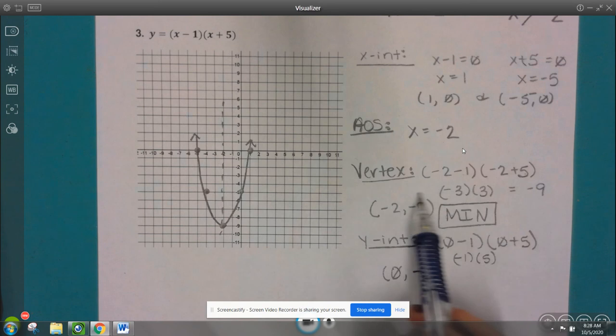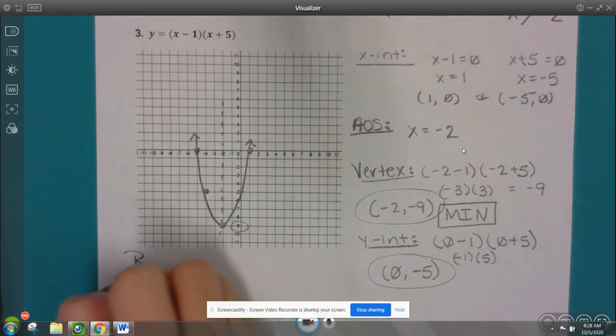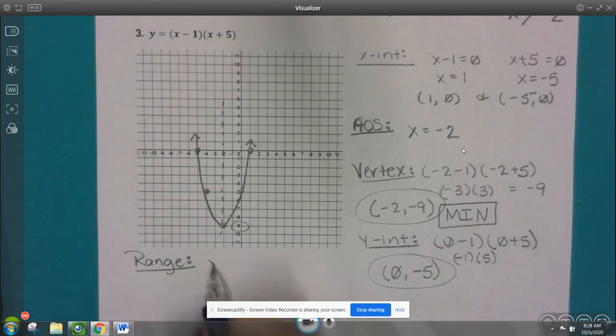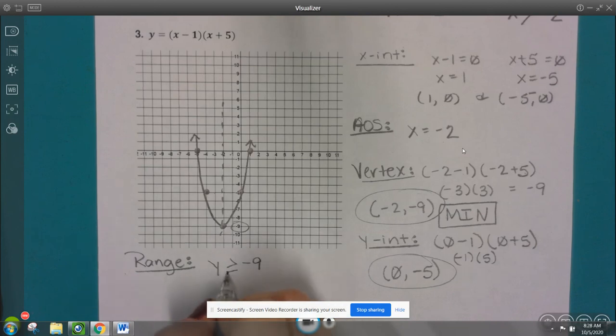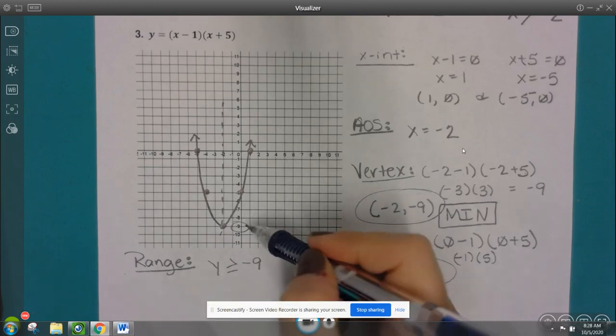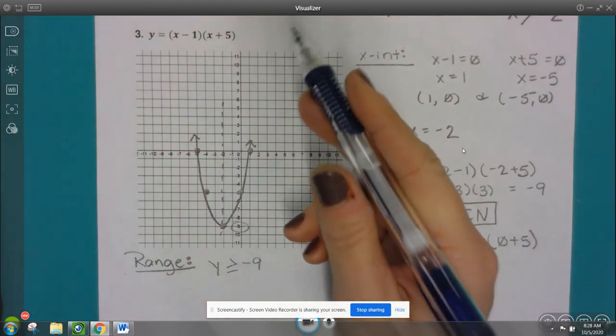All right, so in this case, my vertex is actually a minimum. So we're going to see how that's going to change our increasing and our decreasing intervals and our range. So with our range, that's the only time I deal with a y value. So now it's all of the numbers that are bigger than or equal to -9 because everything lives above that vertex.